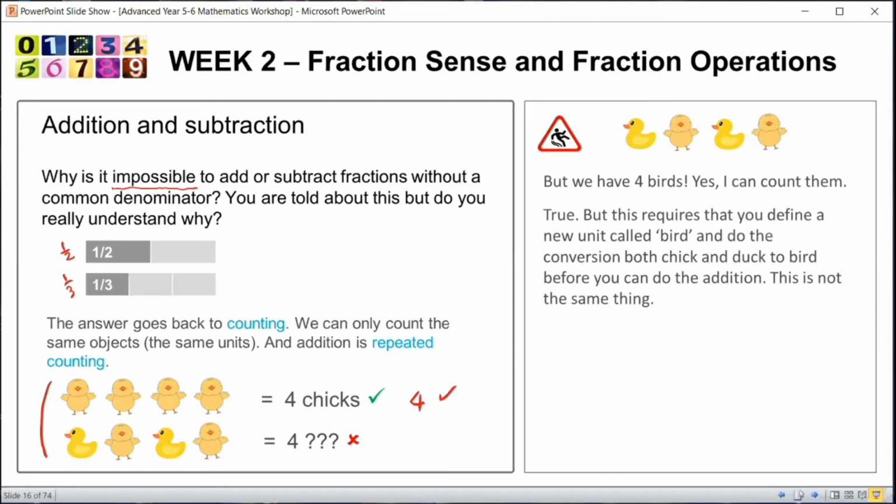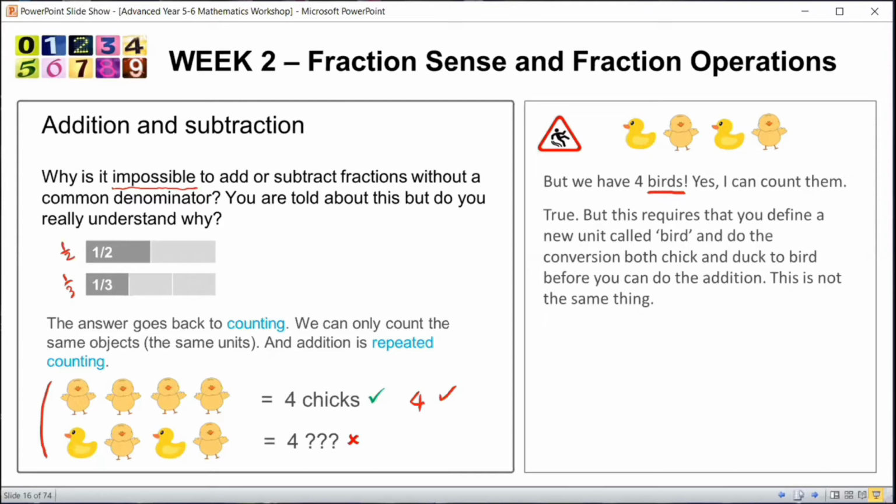Now, we have a problem. You can't count them because they are not the same kind of thing. So you say, for what? Now, some of you will look at it and say, oh, well, yeah, we can count. We call it 4 birds. Yes, you can do that. You can call them 4 birds, but you have invented a new unit altogether. So you define a new unit called bird, and then you have to convert. So you convert chick into bird, and you convert duck into bird, and then you can do it.